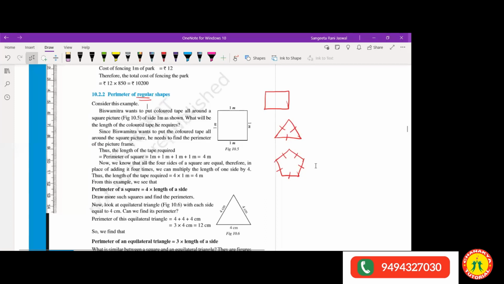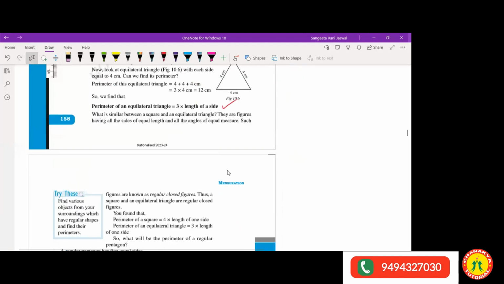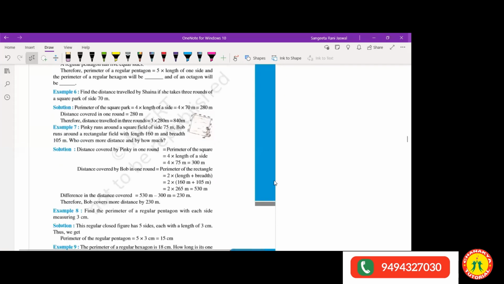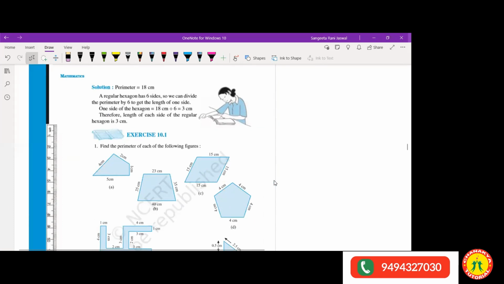Now, the perimeter of a square is given by 4 into the length of one side. The perimeter of an equilateral triangle is given by 3 into the length of one side. It has 3 sides and all are equal. Okay. Then we have some questions here. Of course, we'll do the questions.